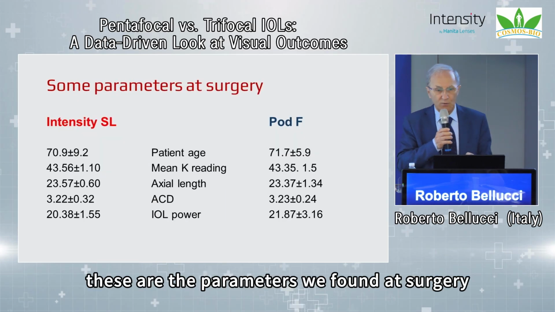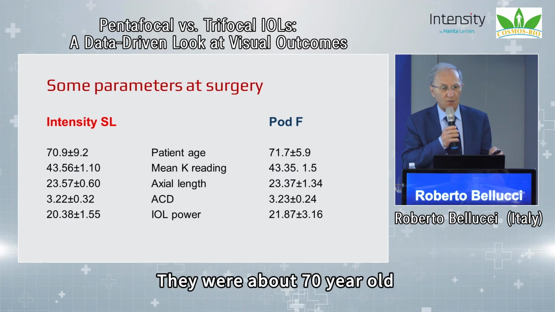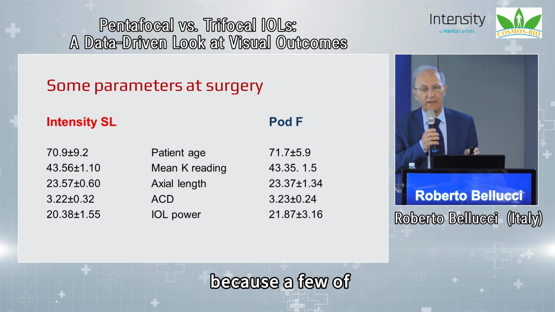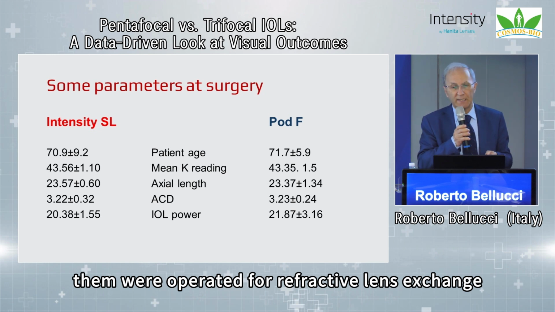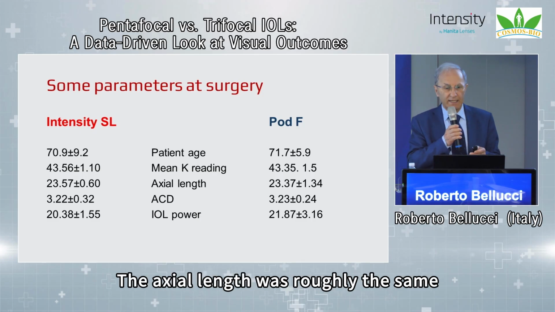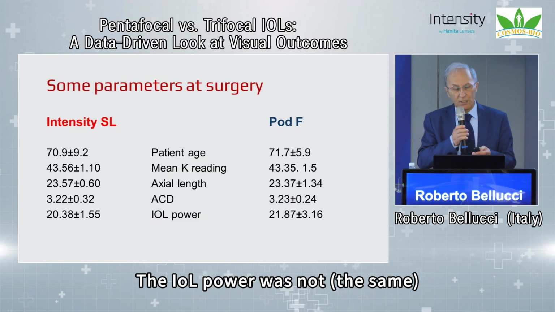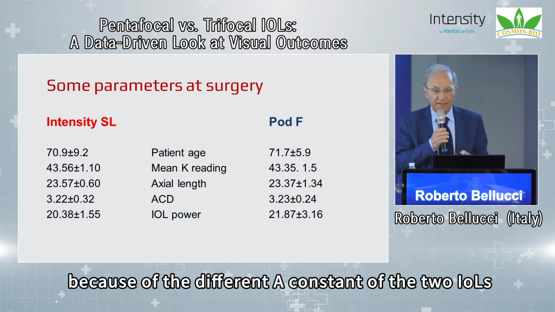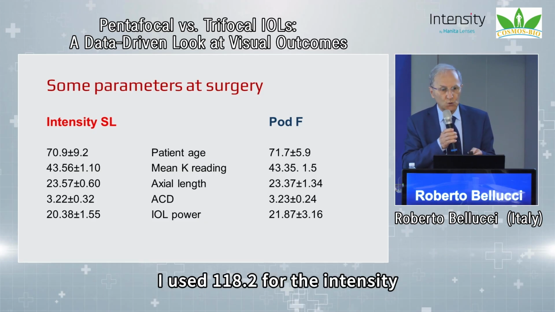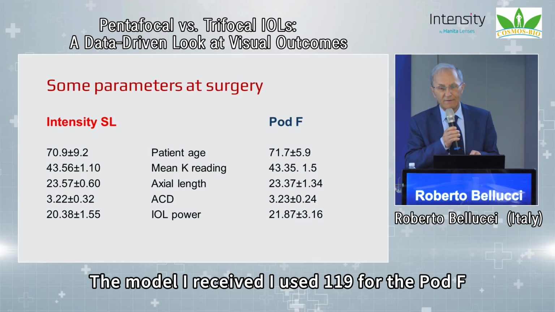These are the parameters we found at surgery. Patient age was roughly the same. They were about 70 years old with a huge standard deviation, because a few of them were operated for refractive lens exchange. The K reading was roughly the same, the axial length was roughly the same, the ACD was roughly the same. The IOL power was not, because of the different A constant of the two IOLs. I used 118.2 for the Intensity, the model I received. I used 119 for the PODEF.